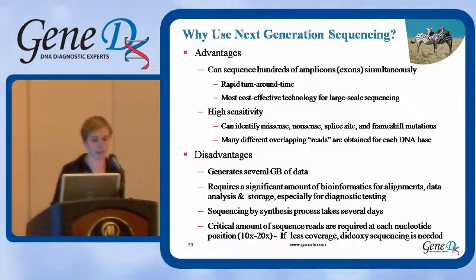This also requires a critical amount of reads for each particular nucleotide position. So we usually like to see typically at least 20 reads for each nucleotide base. And if we don't have that for whatever reason, then we resort back to dideoxy sequencing to try to confirm the information. And abnormal results, again, should be confirmed with a different methodology.